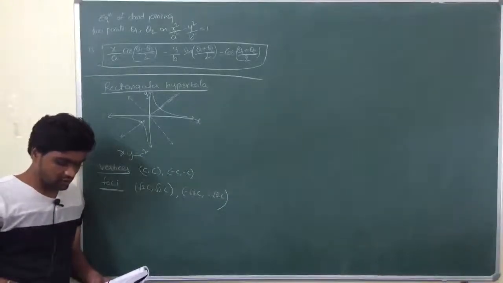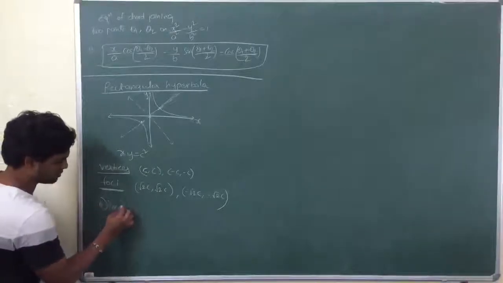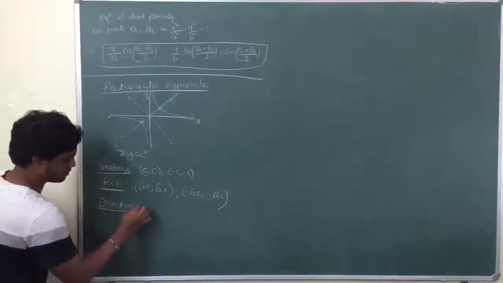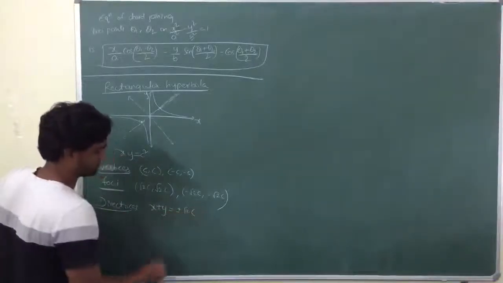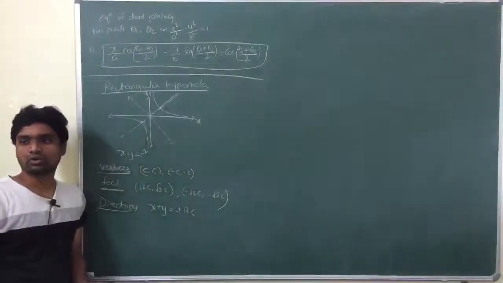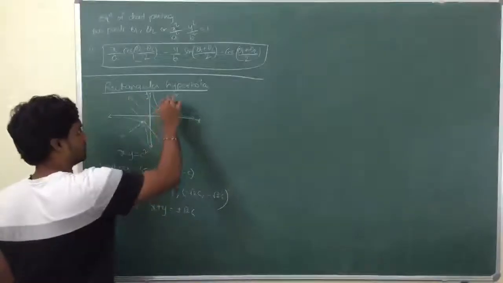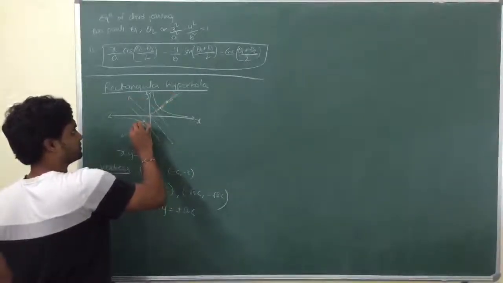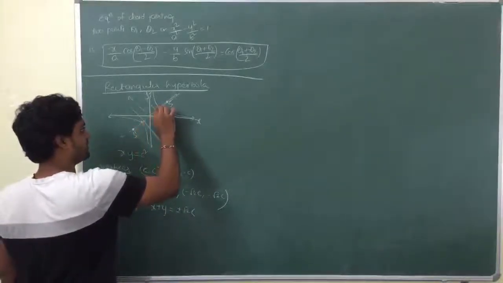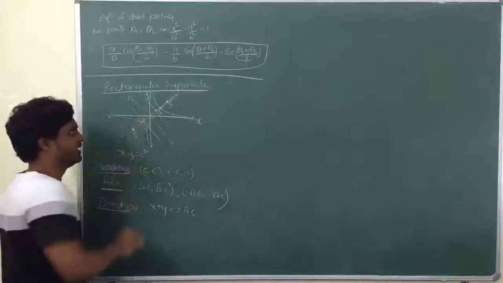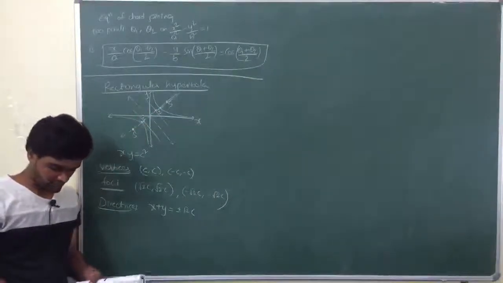Next, directrices. x plus y is equal to plus or minus root 2c. These are the directrices, and these are the foci: S, S dash, Z, Z dash. Okay. Clear? Next.